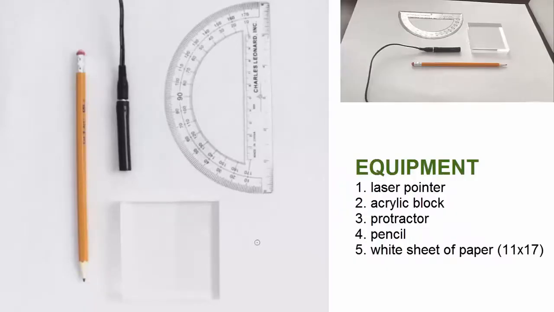We are going to use the following equipment in this lab. A laser diode module. I'm using here an affordable red laser diode module. You can use any other class 1 laser pointer. And then we're going to use the optical block, a protractor, a pencil, and a white sheet of paper that is going to be taped down to your workbench.